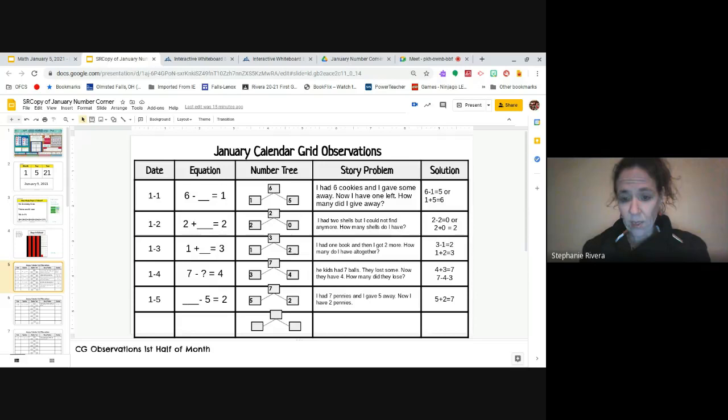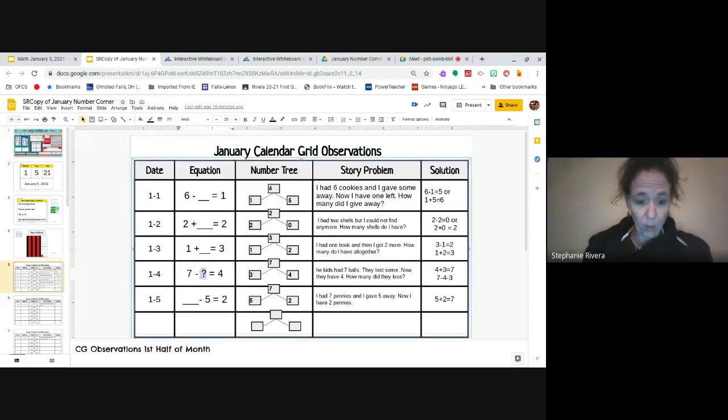It said the kids had 7 balls, they lost some, and now they have 4. So I could say, 7 minus 4 could find me that number. Or I could say 4 plus what number gives me 7. If I like to add, I could use addition. If I like to subtract, I should use subtraction. And I know that that missing number in there is 3. 7 minus 3 equals 4.